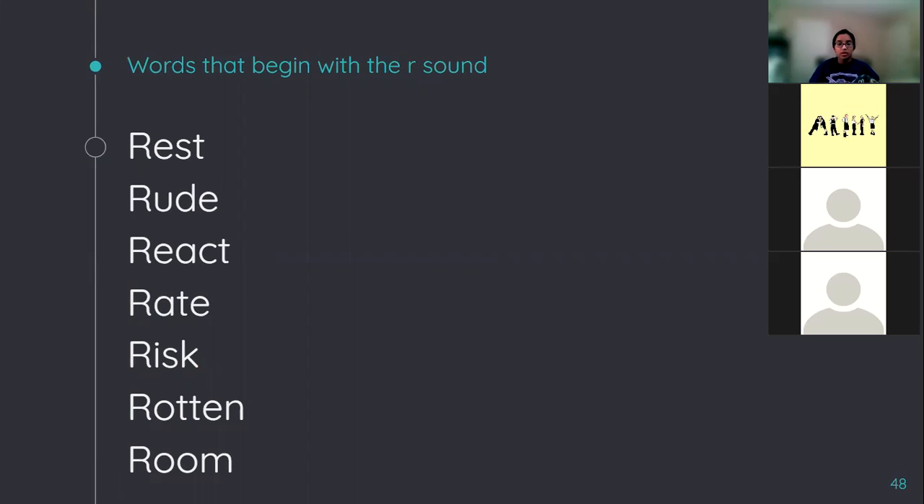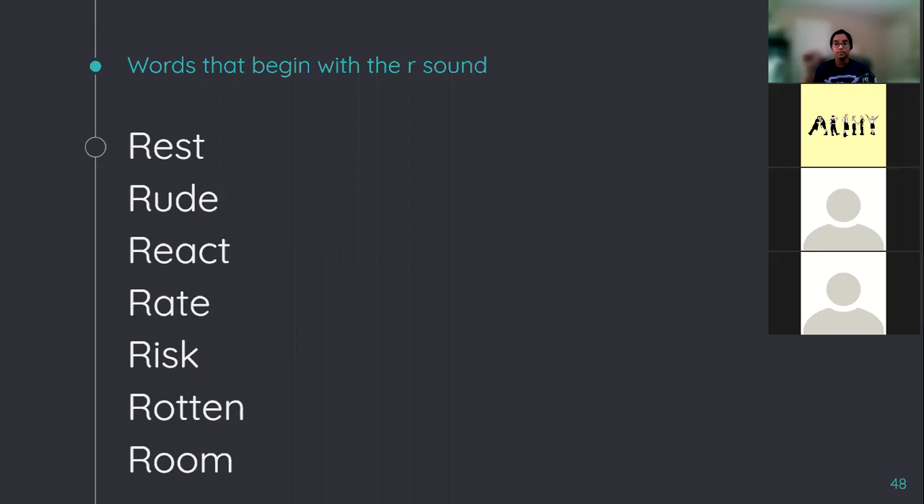So, yeah, we were at the word rate. Remember when we were talking about T, when T is surrounded by vowels, it's not pronounced as T, it's kind of pronounced as D. Rate. Next one is risk. Can you guys say that? Risk.